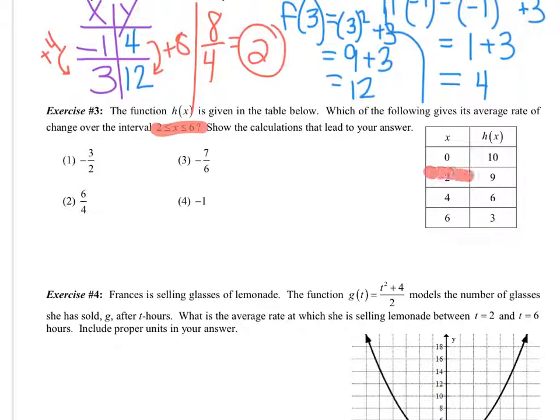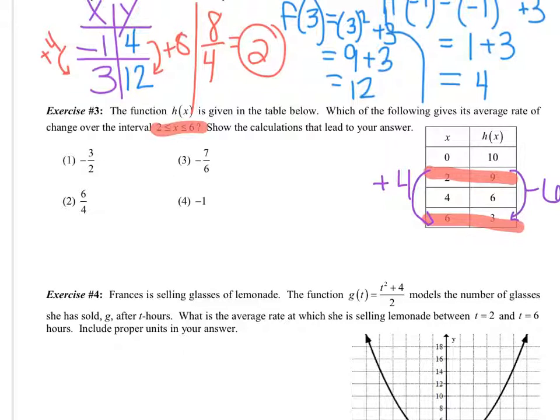We are looking at the points (2, 9) and (6, 3). Well, smooth sailing from here on out. Let's use our pen. How do I get from 9 to 3? Looks like I had to subtract something here. Didn't I take away 6? How did I get from 2 to 6? Well, it looks like I added 4.